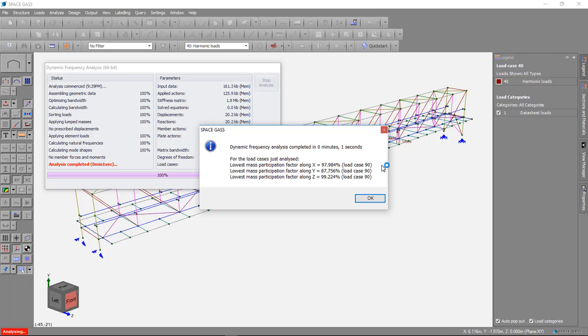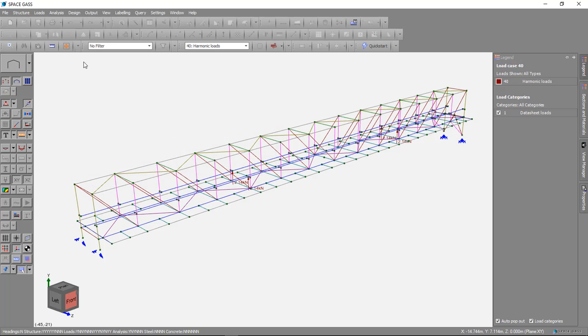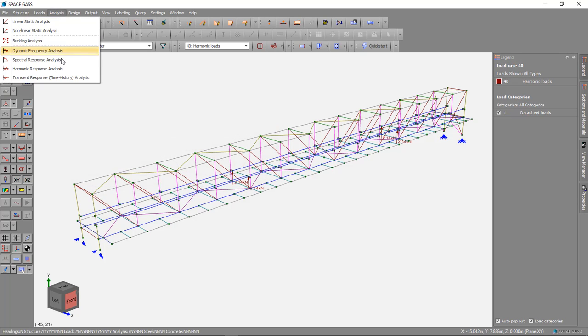One of the things you need to check with dynamic frequency is that you get a sufficient mass participation factor. So we try to get as close to 100% as we can, but because that's not generally practical, the code lets you use anything above 90%. In this particular case, we're interested in the vertical direction, but we've only got 87% mass participation, so we need to repeat the analysis and just include a few more modes.